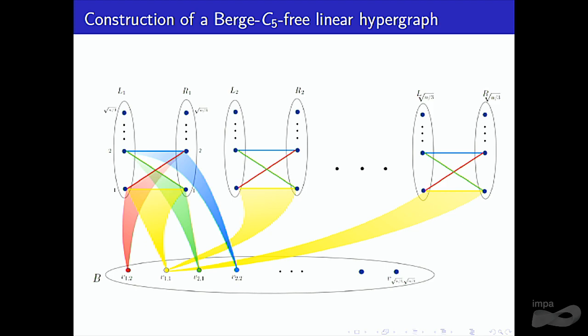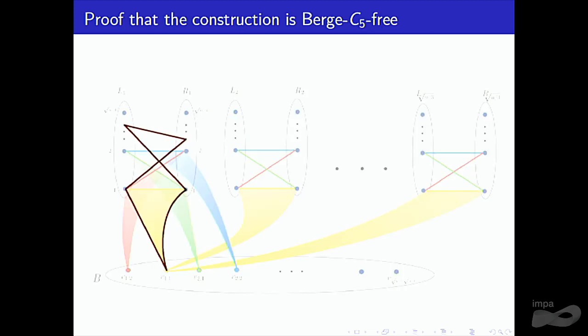If it has a C5, where is the base cycle of this C5? The base cycle cannot be here, because it has to use at least one vertex from B, since this is bipartite. Let's say it uses one vertex of B. Then it's easy to see that it's impossible, because this yellow vertex, for example, has only one hyperedge connecting to this set, but there are two edges of the base cycle, so we would need two hyperedges containing these edges. So it's impossible that C5 is like this.